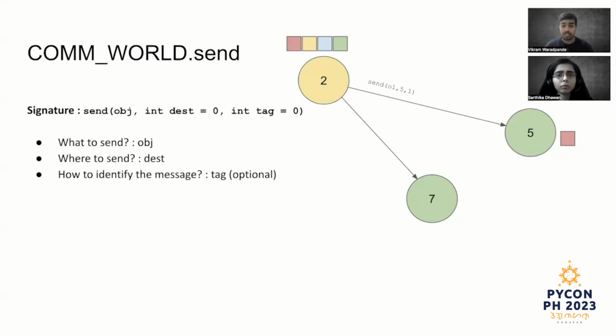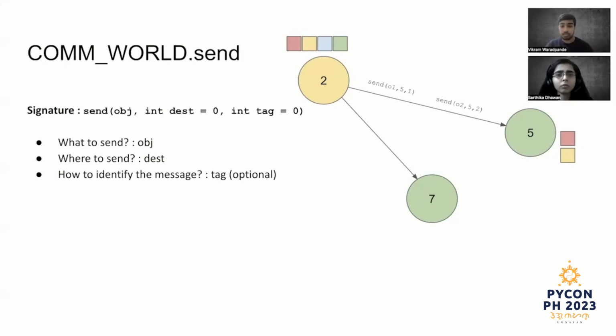So tag is an optional parameter. I can additionally specify, say if I want to send 5 different messages and I want them to be received by the process 5 in a particular order, I can specify that order in the tag. For example, if I want to send another message, I would do send O2 5, 2. So that's how 5 would know that tag number 1 is a different message, tag number 2 is a different message. Of course, this is optional.